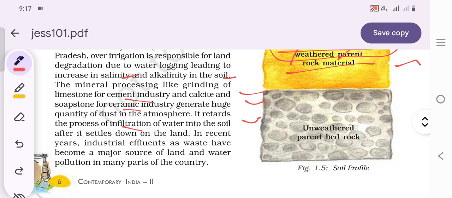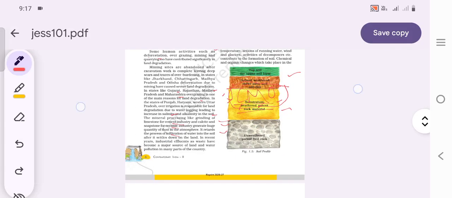In recent years, industrial effluents as waste have become a major source of land and water pollution in many parts of the country. Industrial effluents, the waste products, are circulated in a way that pollutes the environment. It also causes land degradation. So this is all about the causes of land degradation.